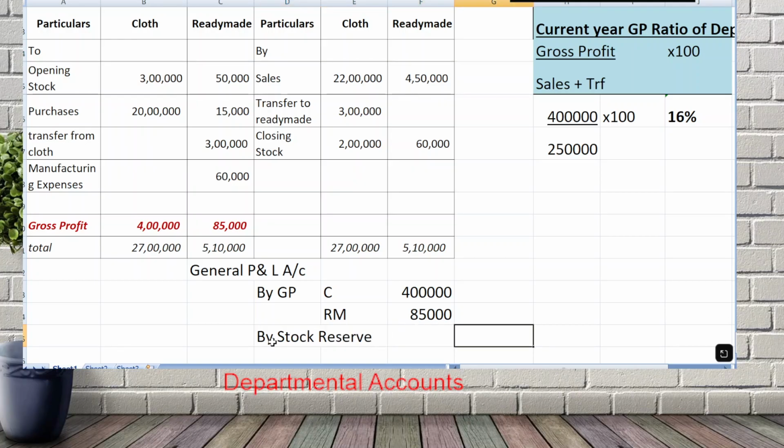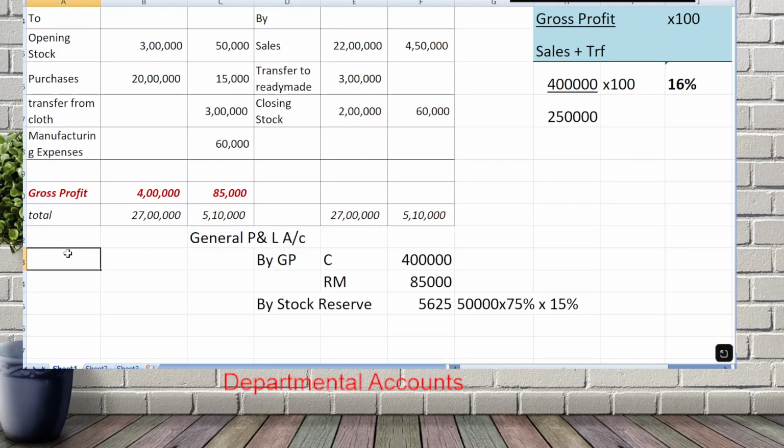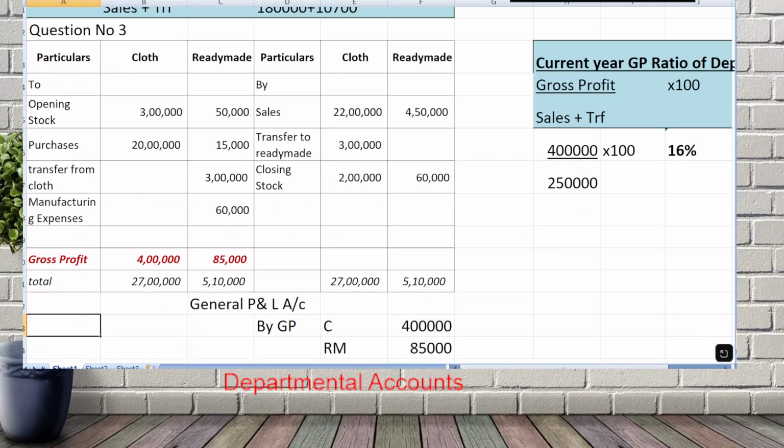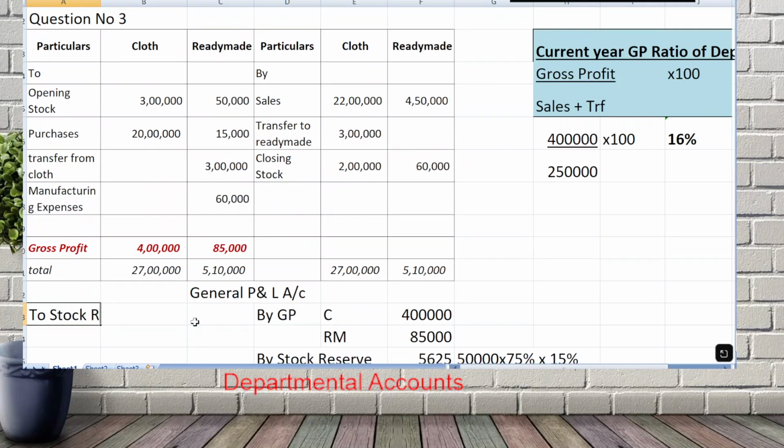What is the opening stock? Opening stock of ready made: 50,000 into 75% is cloth, that into last year GP ratio. Then to stock reserve. Closing stock, how much? 60,000 into 75% into 16%. That is the current year GP ratio.